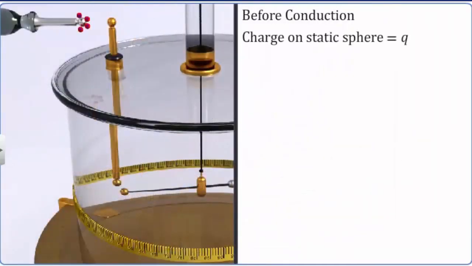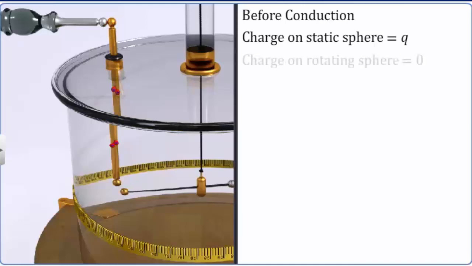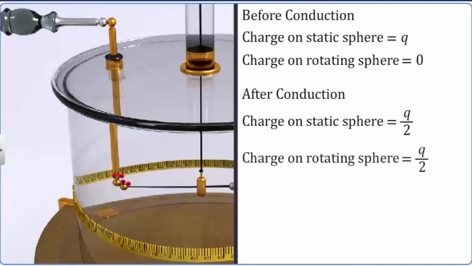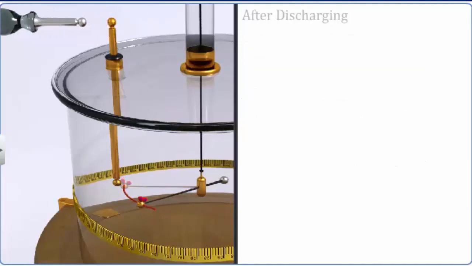The static sphere is first given a charge Q by bringing a charged object in contact with it. Then, the rotating sphere is brought in contact with the static sphere using the micrometer screw. Due to conduction, the charged static sphere now loses half of its charge, that is, Q by 2, to the other sphere. This happens because the two metal spheres are identical in size. Now, both the spheres are identically charged, with a charge of Q by 2 each. They start repelling each other since like charges repel. The measure of repulsion is the amount of deflection or the angle through which the sphere attached to the rod is displaced. The static sphere is now discharged by grounding.